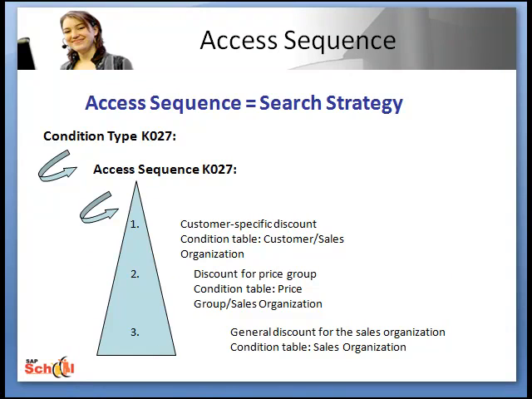Condition types use something called the access sequence. The access sequence is essentially a search strategy that the system uses to search for valid data in a specific condition type, and it consists of one or more accesses that are each defined by specifying a condition table. We'll go into more details of a condition table in a minute. The sequence of the accesses controls the priority of the individual condition records. The accesses tell the system where to start searching after a valid condition record is found. You can create an access sequence for each condition type for which you create condition records.